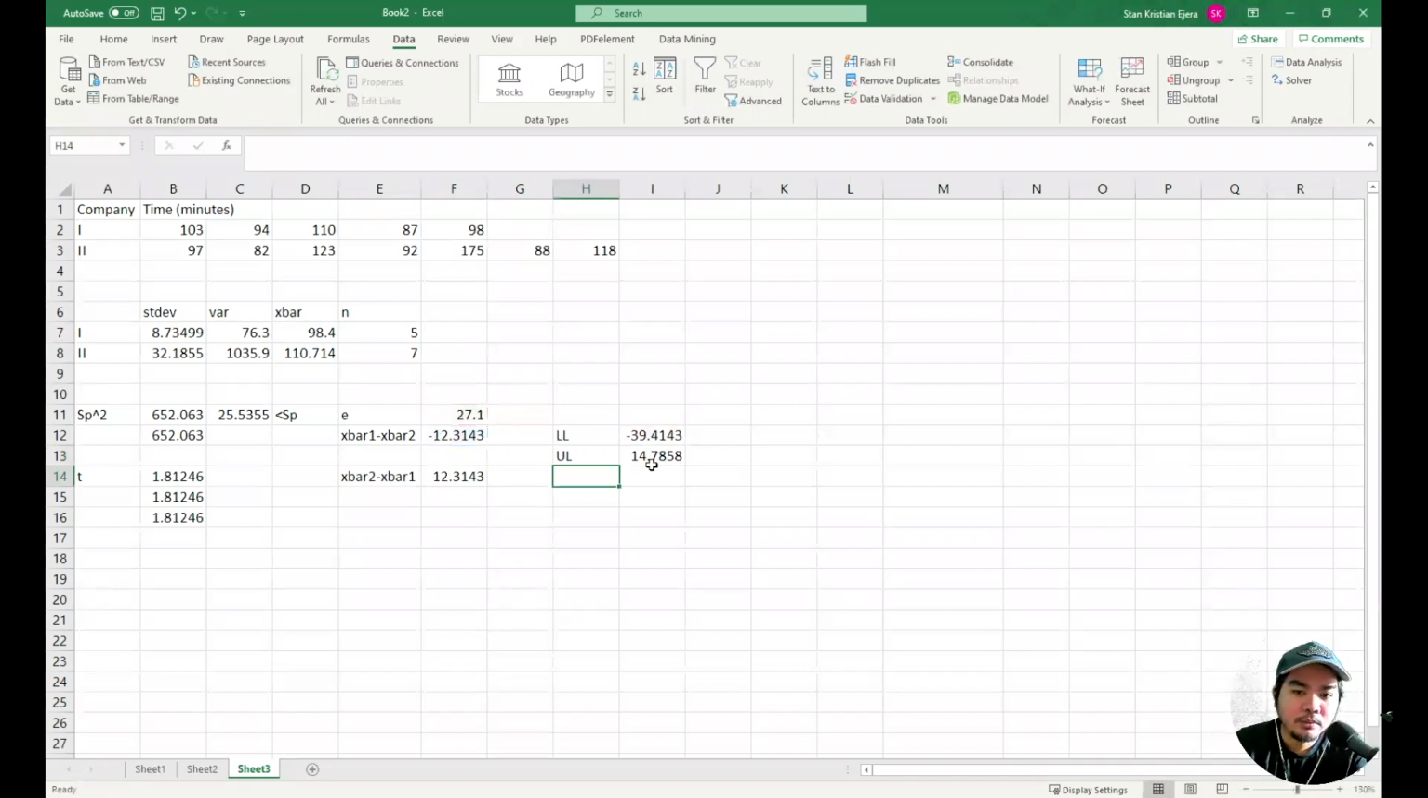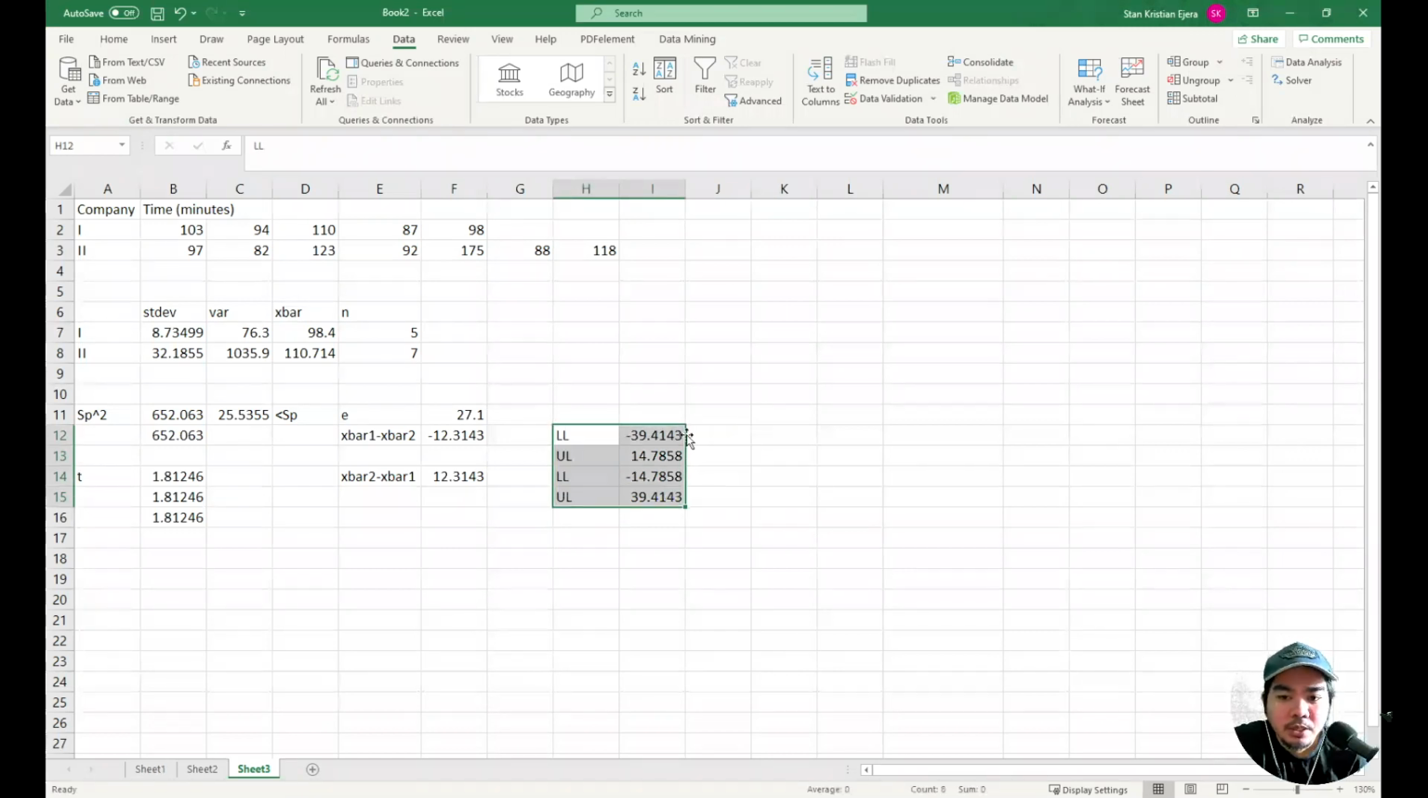Plus this. Then this, lower limit, upper limit. You will see that they mean the same thing, no? It's just from negative 39 to 14 if we are looking at x bar 1 minus x bar 2, or it can also be from negative 14 to 39 if we are looking at x bar 2 minus x bar 1, which makes sense, no, that the two ends should just be negative. Right?